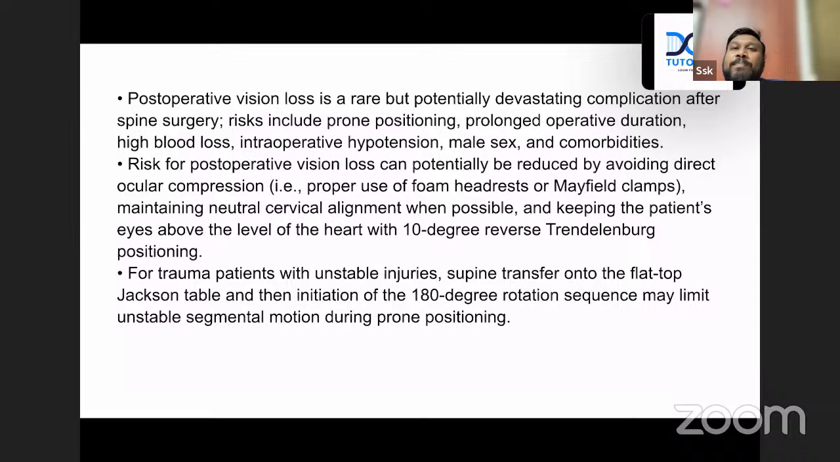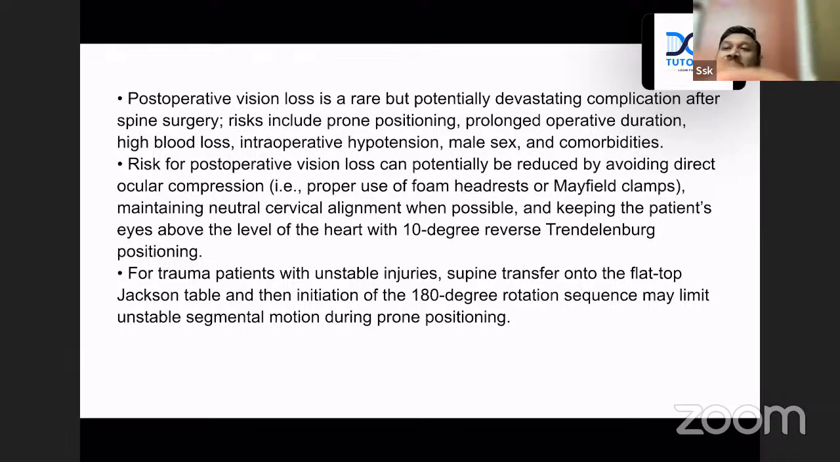Similarly, the risk for postoperative visual loss can be potentially reduced by avoiding direct ocular compression, maintaining neutral cervical alignment, and keeping the patient's eyes above the level of the heart with a 10-degree reverse Trendelenburg position. So all this can help you in preventing it. For trauma patients with unstable injuries, supine transfer onto the flat-top Jackson table and then initiating the 180-degree rotation sequence may limit unstable segmental motion.